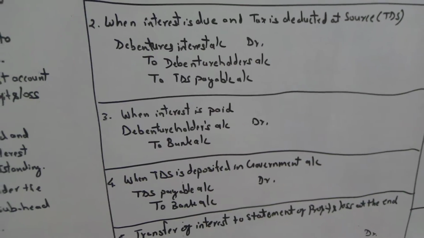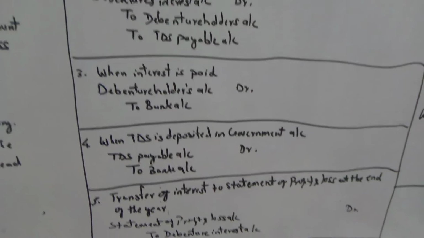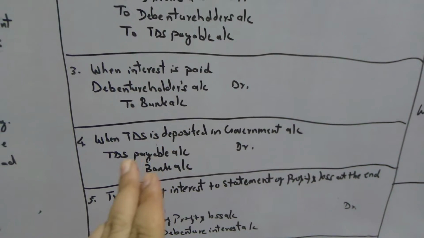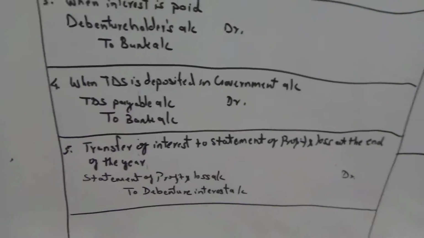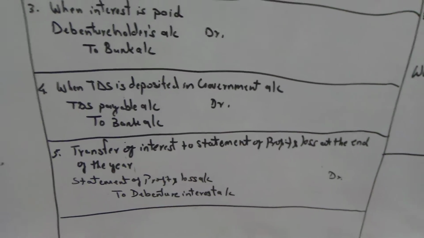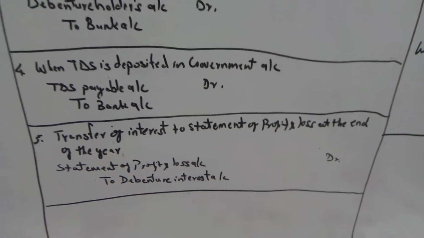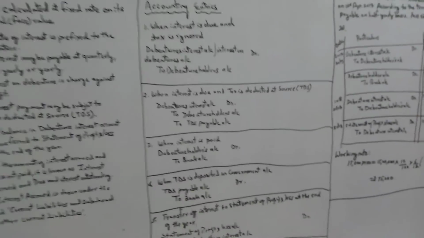When interest is paid, debenture holders account debited to bank account. When TDS is deposited in the government's account, then TDS payable debited to bank account. And the last one, transfer of interest to statement of profit and loss at the end of the year: statement of profit and loss account debited to debenture interest account. So in total we have to pass 5 entries, right?